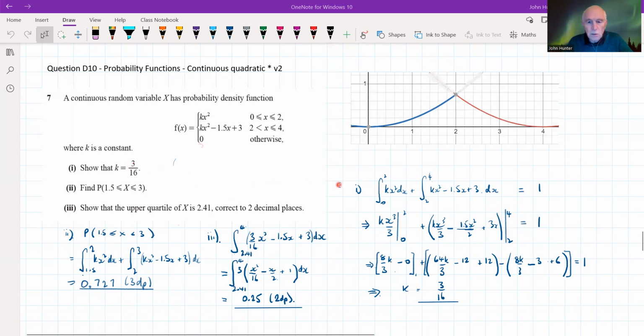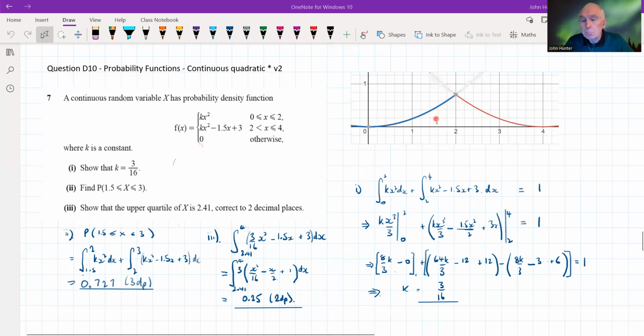Right, second part of the question is find the probability that the random variable is between 1.5 and 3. So in terms of the graph, the 1.5 will be here, 3 will be here. So it will be the area under the curve between 1.5 and 3. So again, we're finding the area. It's a proportion of the total of 1, isn't it?